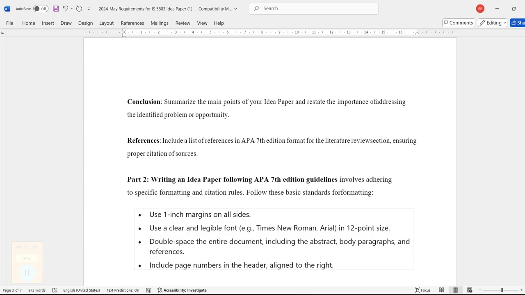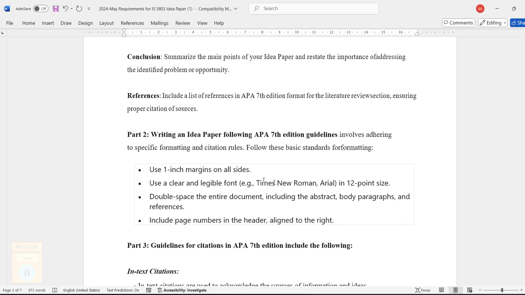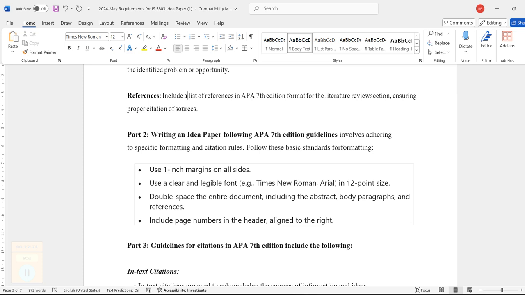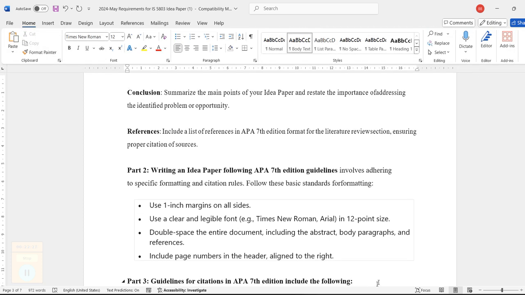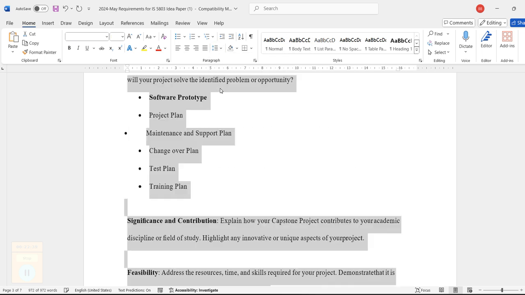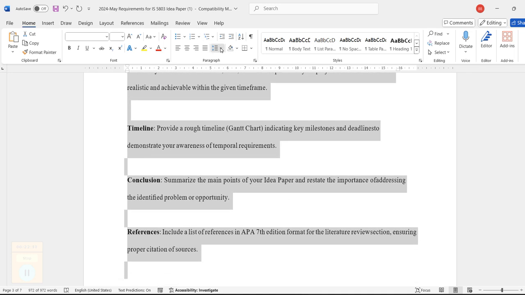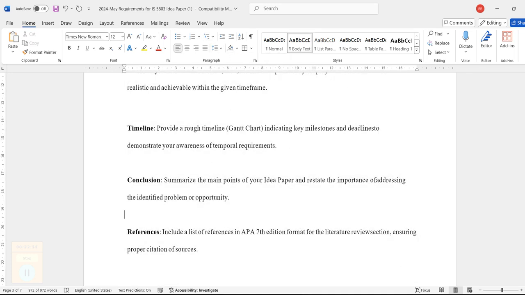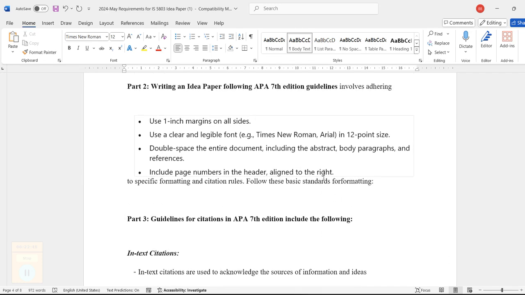Then, what was asked is that we should use the font Times New Roman. So our font is Times New Roman, and you can see that this is Times New Roman at 12 font size. Anything you select will be of 12 font size. Next, the page should be double spaced. Just select, and the spacing option will be there in the document, and make it 2 points. Okay, it is two. Double spaced, including the abstract, body paragraphs and references.